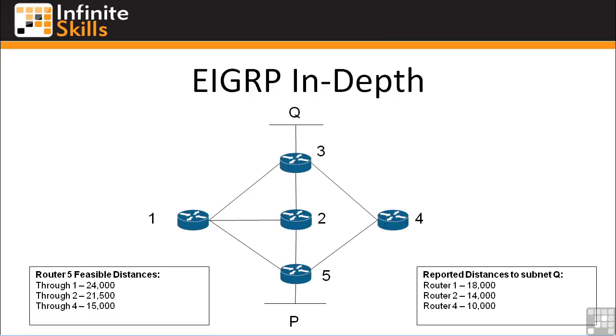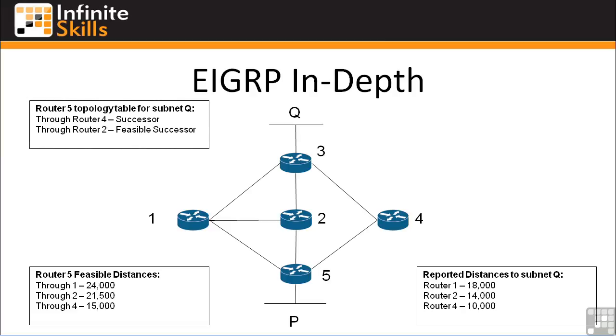So given what we know about how EIGRP computes routes, what should the route table on router 5 look like? The router 5 topology table says that router 4 is the successor because router 4 has the lowest feasible distance at 15,000. However, we do have another router whose reported distance is less than my feasible distance, but it's still not the lowest, and that is router 2. So the topology table for subnet Q on router 5 says that router 4 is the successor. That's the route I'm going to take because that's the quickest way to get to subnet Q. Router 2 is the feasible successor. If router 4 fails, I can immediately start using router 2.